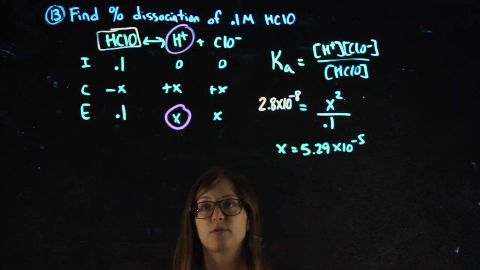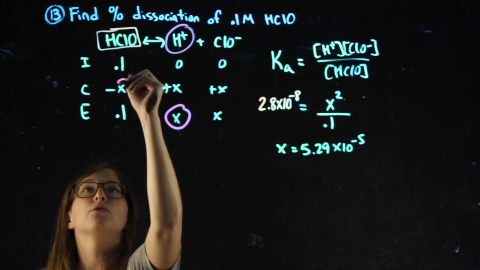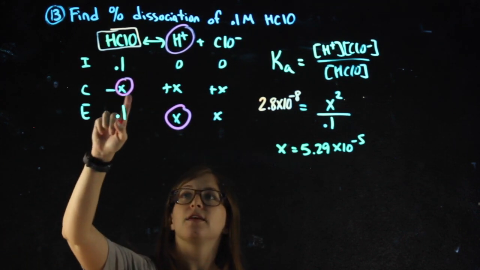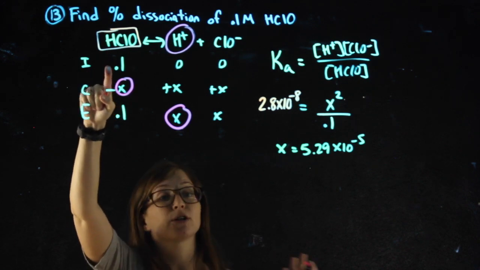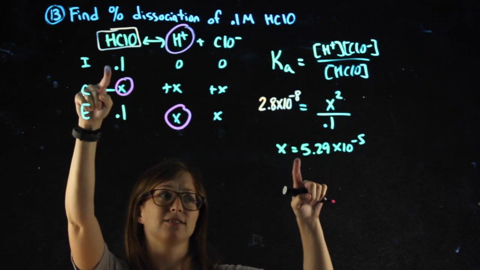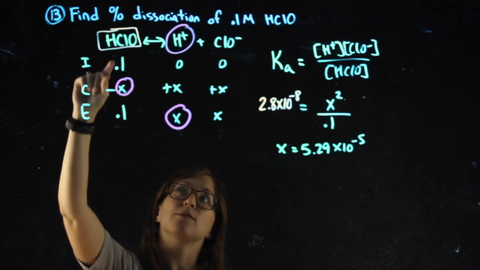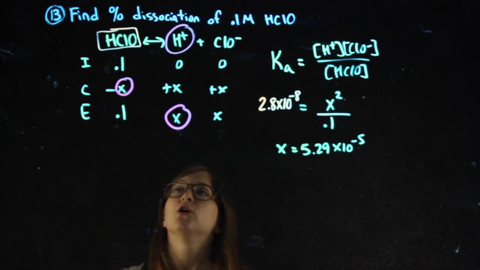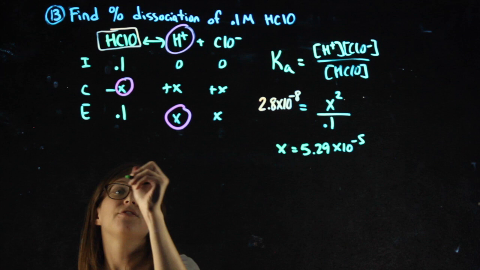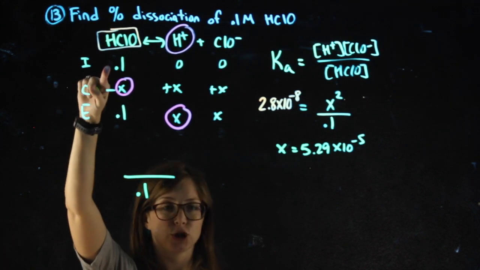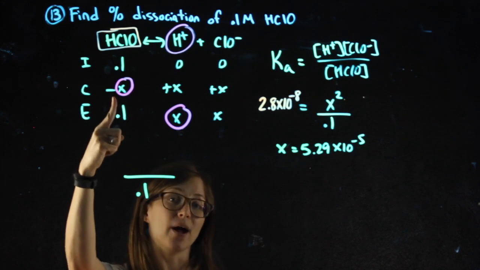So if I wanted to find the pH, I would negative log that. X also represents the portion of the HClO that actually dissociated. It's going to be a very small portion. It is 0.00005. But X is the portion of the 0.1 that went away. So percent dissociation is saying, of this original 0.1 HClO, how much of that went away?